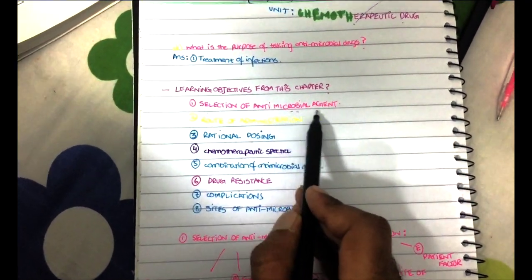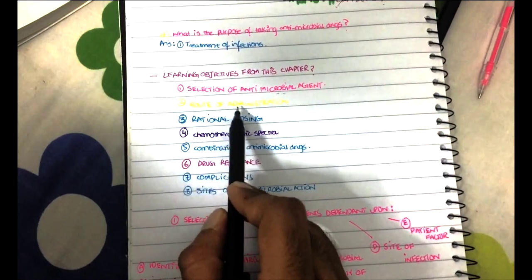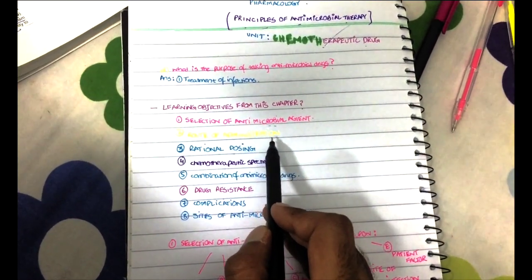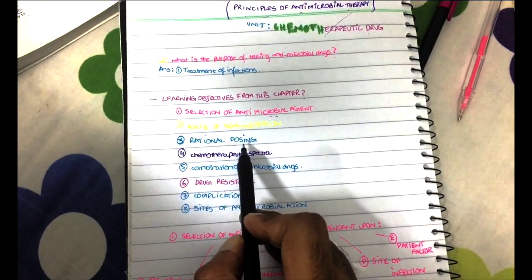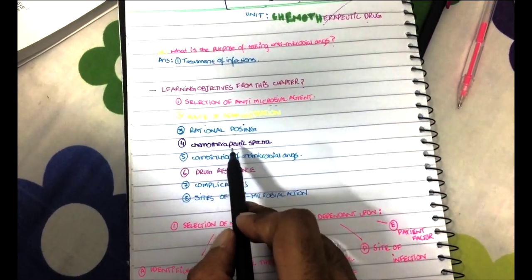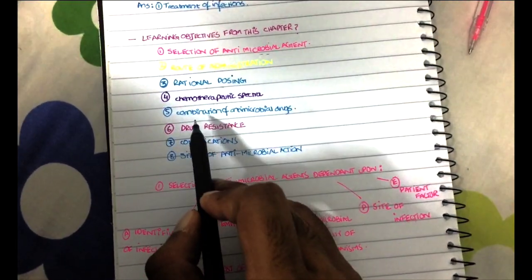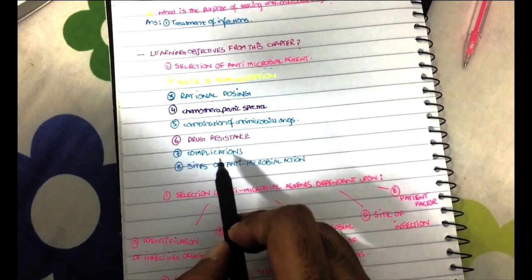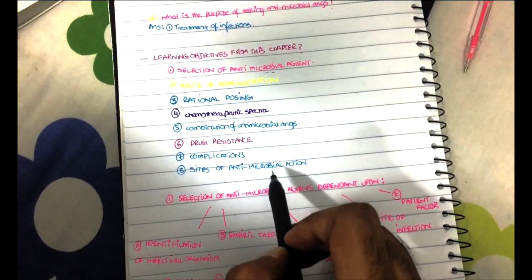Selection of antimicrobial agent, routes of administration of these antimicrobial drugs, rational dosing of these drugs, chemotherapeutic spectra, combination of antimicrobial drugs, drug resistance, complications, sites of antimicrobial action.